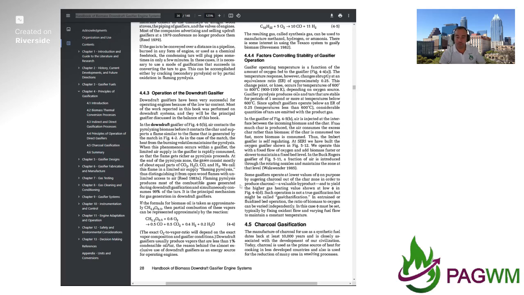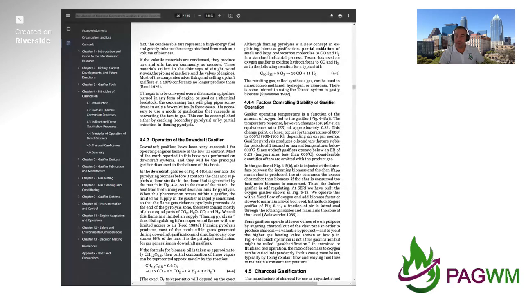If the formula for biomass oil is taken as approximately CH1.2O0.5, then partial combustion of these vapors can be represented approximately by the reaction shown below. The exact oxygen to vapor ratio will depend on the exact vapor composition and gasifier conditions. Downdraft gasifiers usually produce vapors that are less than 1% condensable to oil tar, the reason behind the almost exclusive use of downdraft gasifiers as an energy source for operating engines.